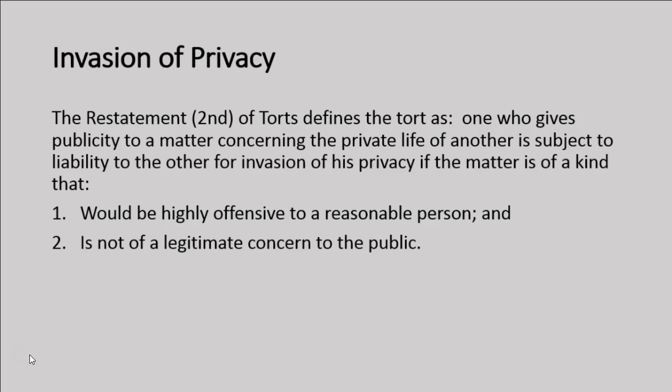The restatement of torts, which is a compilation of various tort claims that have been codified, defines the invasion of privacy tort as one who gives publicity to a matter concerning the private life of another, is subject to liability to the other for invasion of his privacy if the matter is of a kind that 1, would be highly offensive to a reasonable person, and 2, is not of a legitimate concern to the public. In other words, the public would have no reason to have any concern or awareness of the subject.